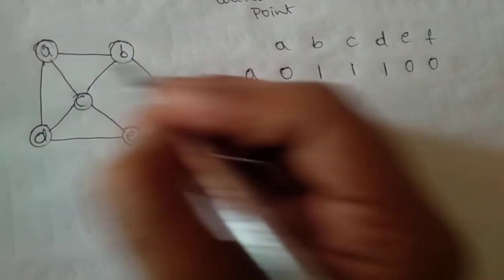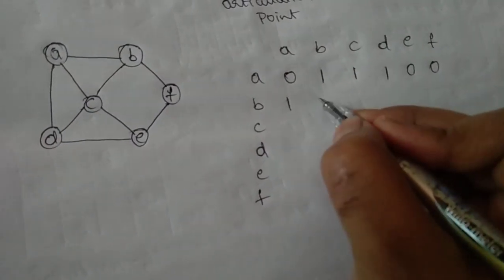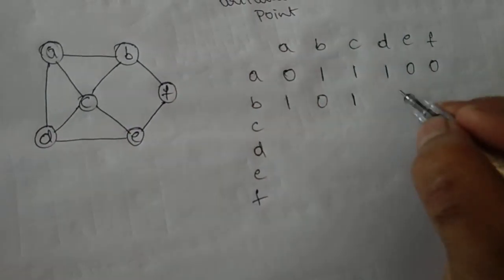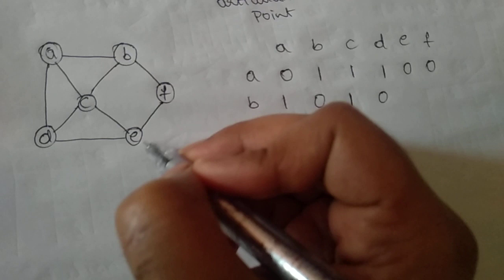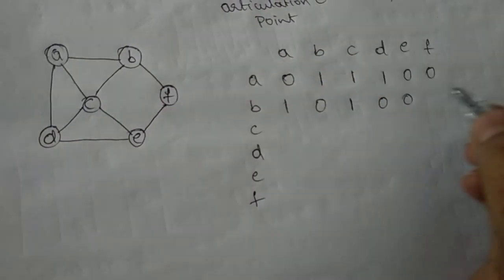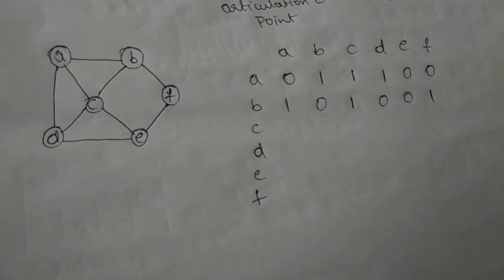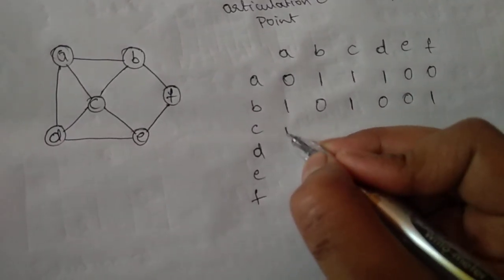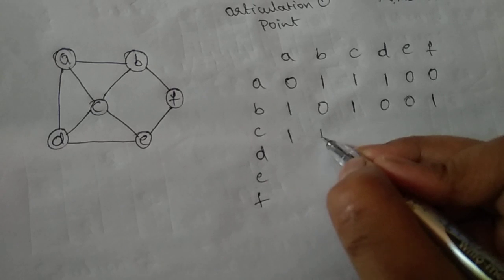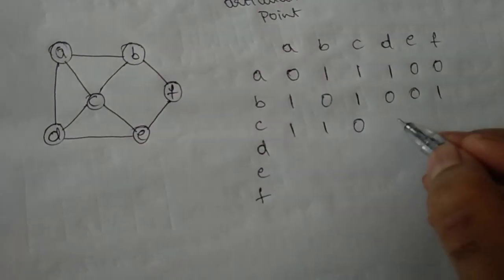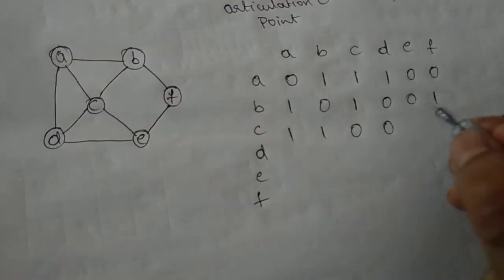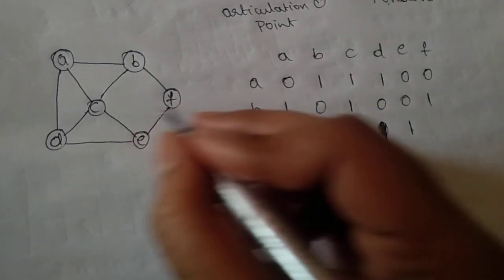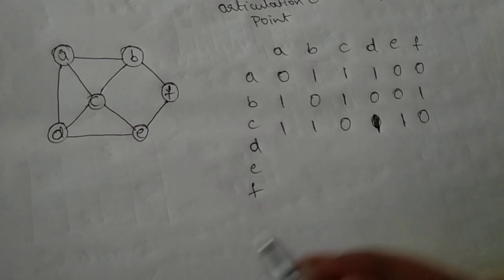In the same way, B to A, it is 1. B to B, 0. B to C, 1. Then B to D, it is 0. B to E, again it is 0. B to F, it is 1. Next, C. C to A, there is a direct path. C to B, yes. C to C is 0. C to D is 1. C to E is 1. C to F is 0.